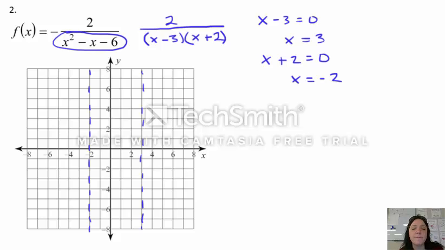That's our second problem for the vertical asymptotes. They are the same for each of the problems. Let's go on and do problem number 3.